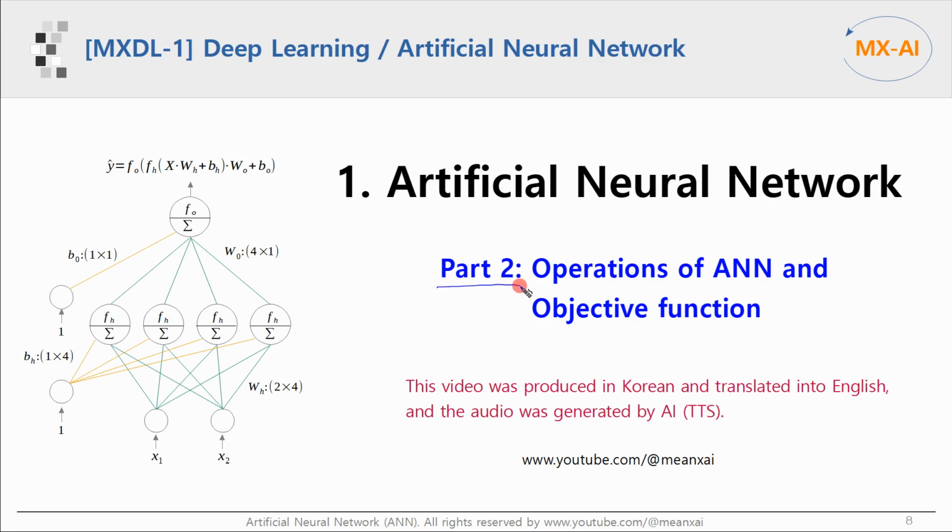This is part 2 of a series on artificial neural network. In this video, we will look at the operation of ANN and its objective function.